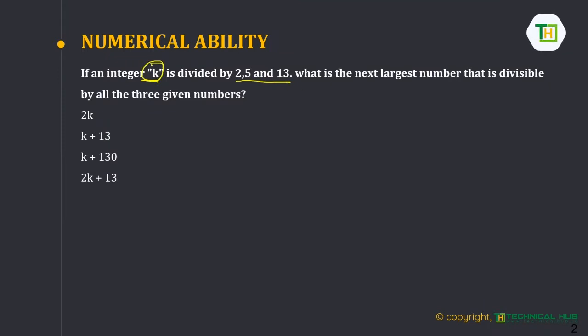Here the integer is k and this k is divided by 2, 5 and 13. If any number is divisible by 2, 5 and 13, that particular number must be divisible by the LCM of all the numbers. LCM of 2, 5 and 13. Here LCM of 2 and 5 is 10, and then 10 and 13. These are prime numbers, so definitely it is not possible to get cancellations. So directly you can multiply all the values. 2 into 5, that is 10. 10 into 13, 130. LCM of these three numbers is 130.